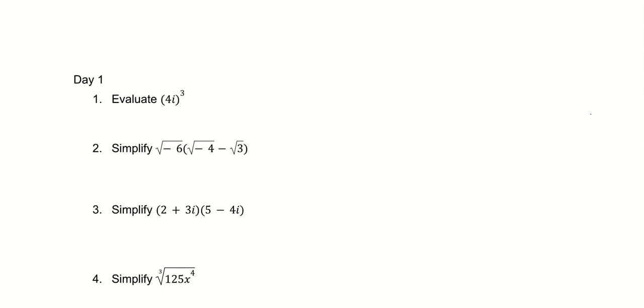In this video, we're going to do a speed run of a homework assignment. Let's start with day one homework. We want to evaluate 4i cubed. So that's going to be 4 cubed times i cubed, which is 64. And then i cubed, you can break it up as i squared times i. i squared is -1, so that's just going to be negative 64i.